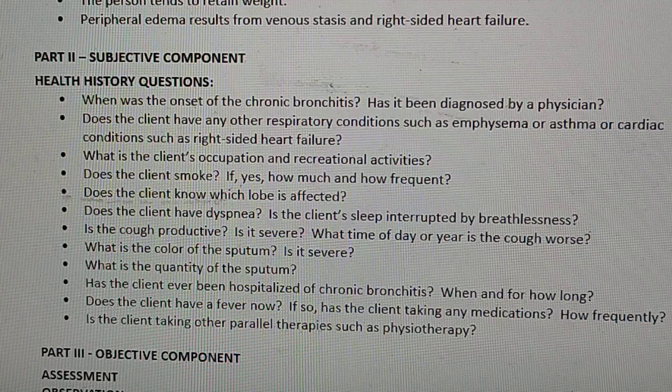Is the client taking other parallel therapies such as physiotherapy? Okay, you're gonna ask the client this.